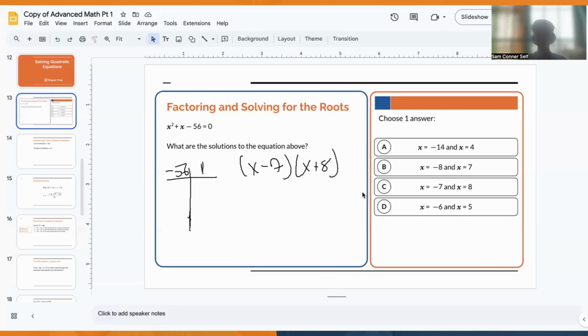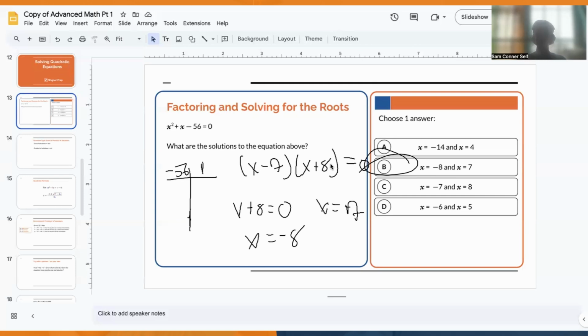And then I'm going to set each of these equal to 0, and I'm going to solve. So x plus 8, when you set that equal to 0, x is going to be equal to -8. And then x minus 7 equal to 0 is going to be +7. So looking at our answer choices, the answer for this is going to be B.